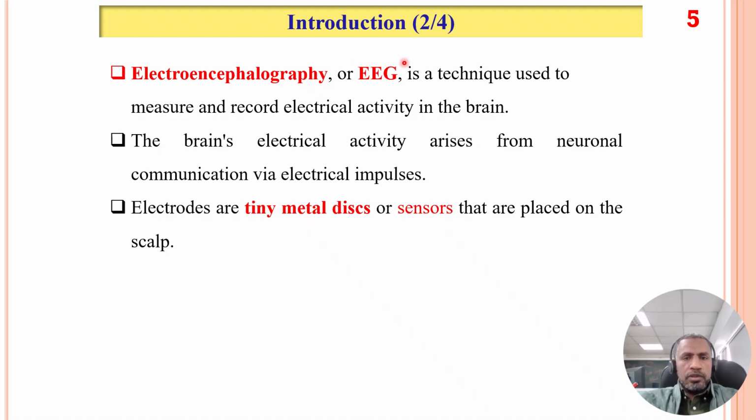Electroencephalograph is one of the medical devices. It is used to measure or record electrical activity in the brain. In the brain, there is electrical activity. It arises from neuronal communication, where neurons communicate with each other to generate electrical impulses. During this, the brain needs electrodes. Electrodes are tiny metal discs that serve as sensors placed on the scalp.